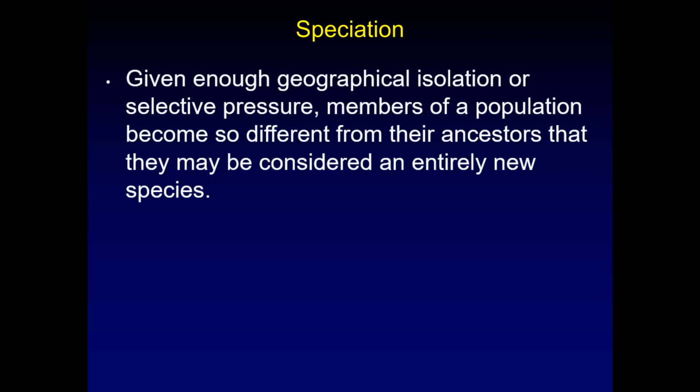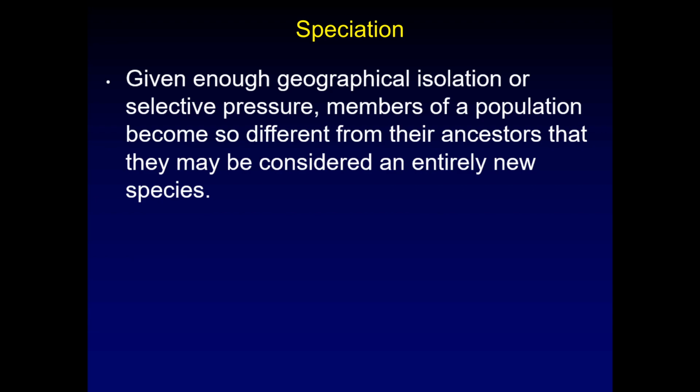All right, so looking at speciation. Speciation is, given enough geographical isolation or selective pressure, members of a population become so different from their ancestors that they may be considered an entirely new species. Speciation is how we make new species. And it mentions a couple of causes here: geographical isolation and selective pressures. A mountain range pops up in between, or a flood happens that leads to a valley, and a river forms in there, and it separates species, and that leads to geographical isolation.